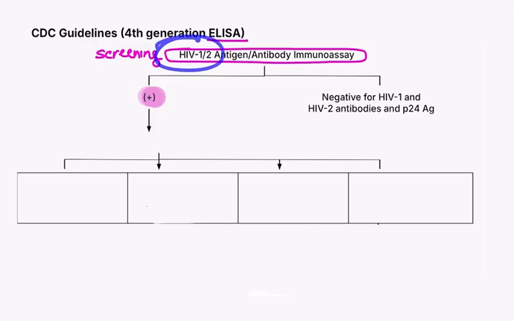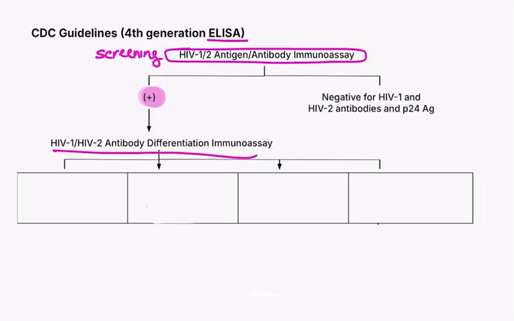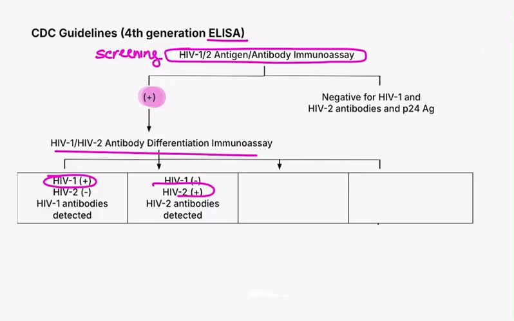So you are now going to go ahead and classify whether it is 1, 2 or both. So now you're going to do the differentiation immunoassay. On differentiation immunoassay, if you got only HIV 1 positive, then you will say, okay, HIV 1 antibodies detected, this is HIV 1. If HIV 2 antibodies have been detected, you will say this is HIV 2. If both have been detected in a very unfortunate situation, then you will say positive for both.